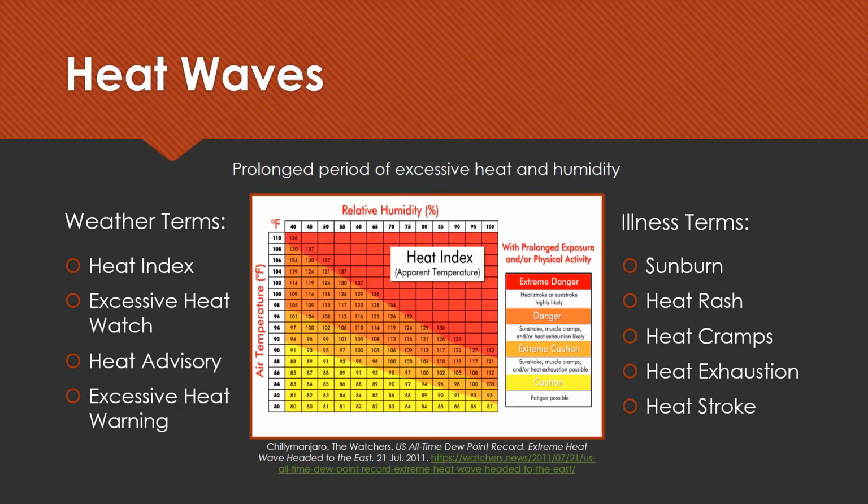Signs of heat exhaustion include cool, moist, pale, ashen, or flushed skin, heavy sweating, a fast, weak pulse, muscle cramps, headache, nausea, dizziness, weakness, fatigue, and exhaustion.